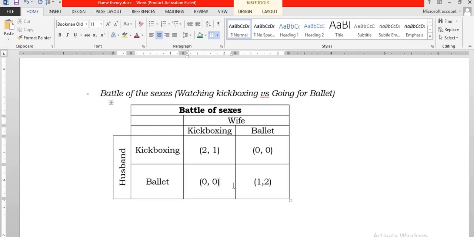So they end up agreeing that maybe this weekend we'll go for kickboxing, and if that happens, this will be the payoff, in such a way that the husband will benefit more because he's watching what he likes, but at the same time he's with the wife. Then maybe the next weekend they can agree to go for ballet. In this case, the wife would be happier because she's watching what she likes, but at the same time she's with the husband. So the togetherness is 1, and additional happiness of 1 makes 2. And that's another example of a Nash equilibrium, or another example of what we call game theory and the payoff matrix.